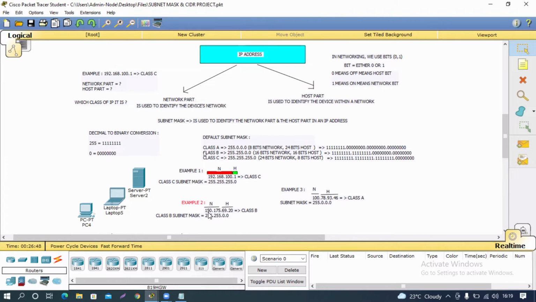For example, this is another example. 150.175.69.20. Now 150, which class? Class B. So what is the class B subnet mask?